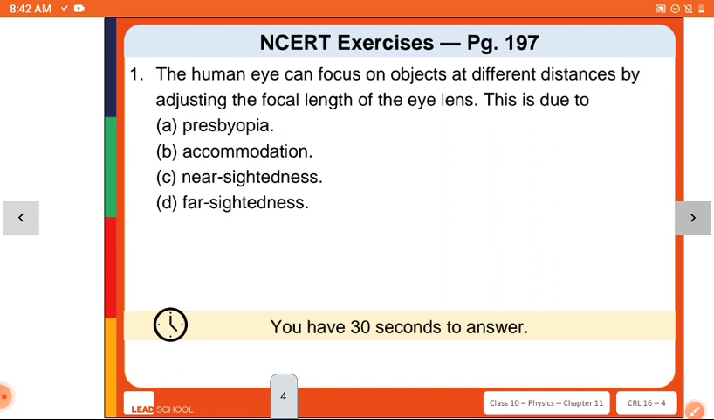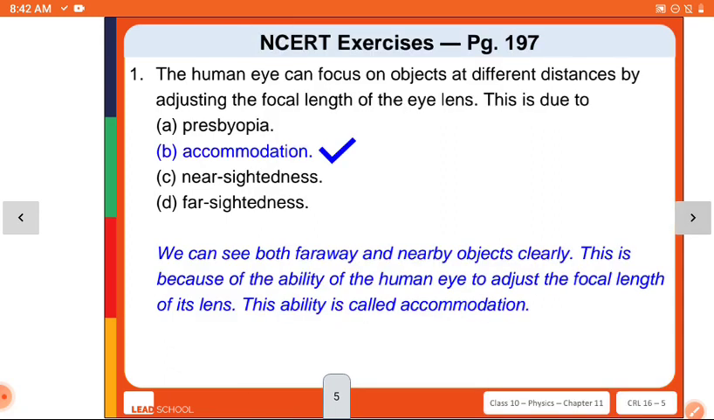On your page number 197, question number 1: the human eye can focus objects at different distances by adjusting the focal length of the eye. Is this due to presbyopia, accommodation, nearsightedness, or farsightedness? So the correct answer is accommodation, because accommodation is defined as adjusting the focal length of the eye lens. Adjusting the focal length is known as accommodation of the human eye.